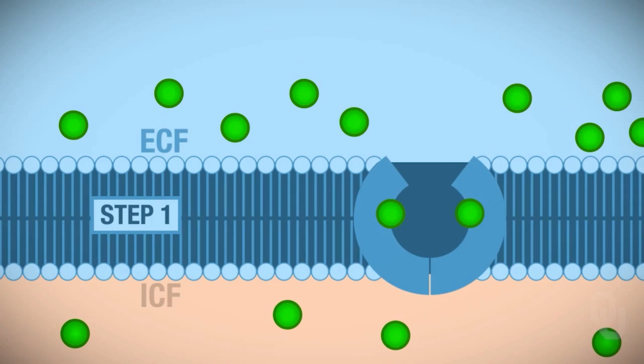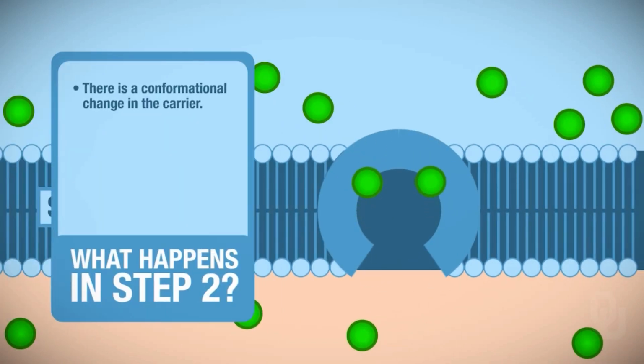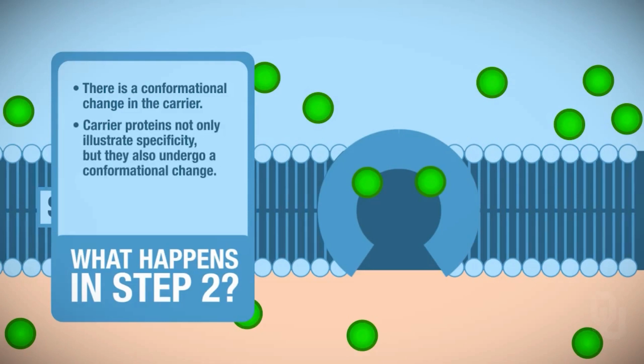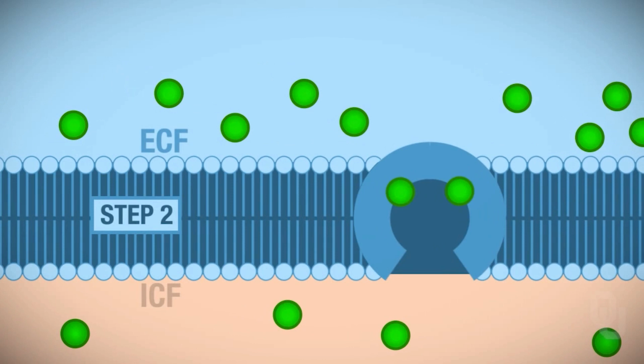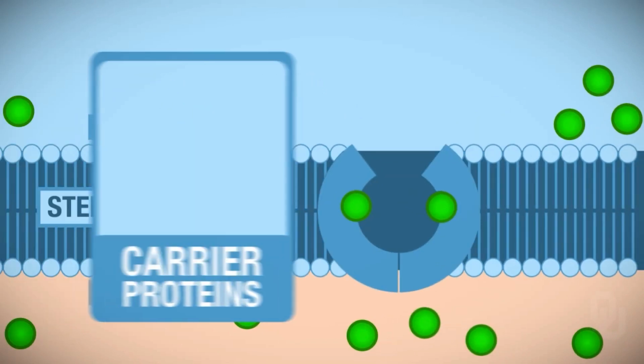So going back to the figure, your solute now binds to the carrier protein. So what will be the next step? The next step will be a conformational change. Look what happened to the carrier protein. It transformed into a different shape. Again, this illustrates specificity. That conformational change will now deliver that solute into the ICF. And then once the solute is in the ICF, the next step will be reverting that carrier protein to the original shape, ready to accept another set of solutes.